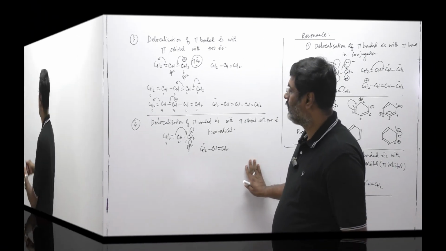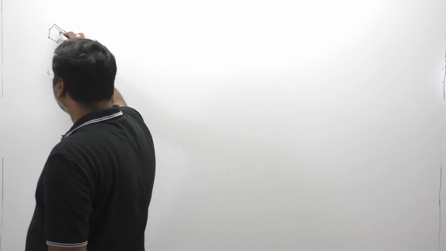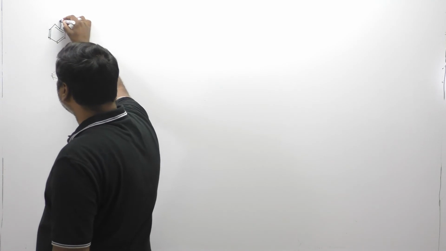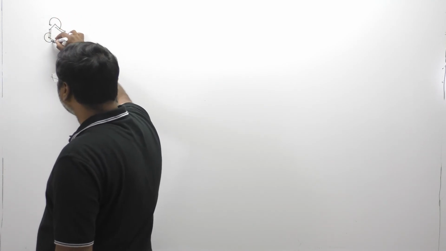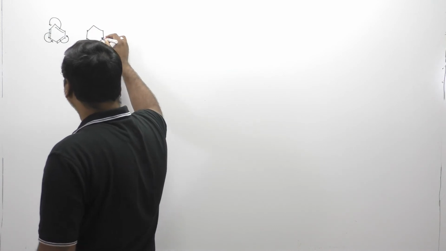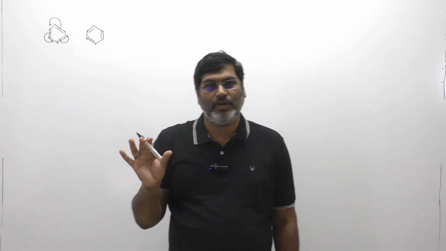So this is the point. Let's take benzene, and I explained that this is one of the canonical structures, one of the resonating structures of benzene. And what is the other one? This is moving here, that is moving there, and we write another one: double bond here, double bond there, double bond. This is another canonical structure of benzene.